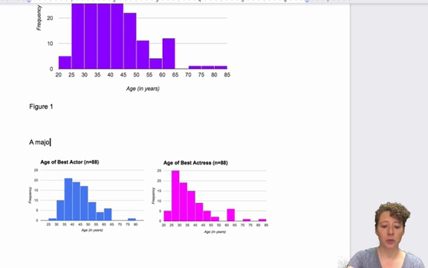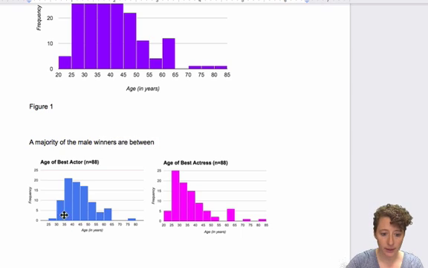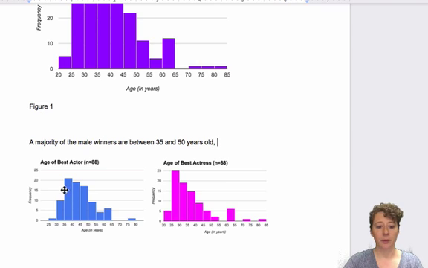So a majority of the male winners are between, this goes up pretty sharply here at 35 and then kind of comes down at 50. Between 35 and 50 years old. That's a little bit different than what we saw in the whole population. We see it kind of coming down on either side. They're less likely to win if they get younger or older.